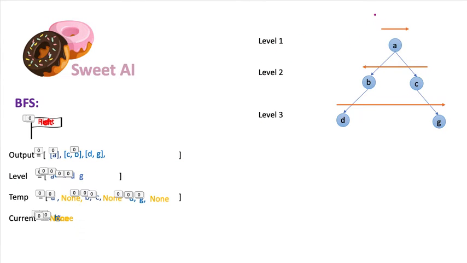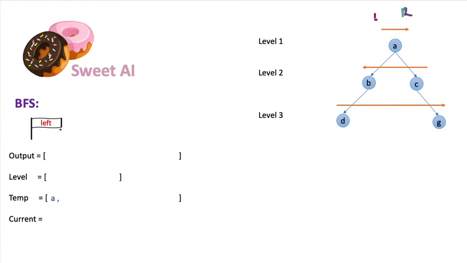As you see, we start from left to right, and then from right to left, and then from left to right again. So let's run this illustration and see how it works. At the beginning the flag is left to right, and we add the root node and None. Then we pop that one and add it to the current, then add it to the level, and go for the next one.